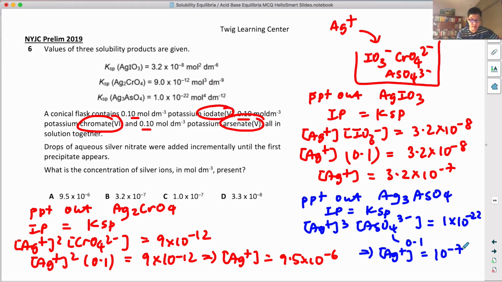So if you look at the three values, this is the amount of Ag plus that you need to put in, the concentration, before you see a PPT. So these are the values. The one where the first PPT will appear is where the silver ion concentration is the smallest. So which one is the smallest? In fact, this is the smallest, this is only 10 to the power minus 7. So which means this answer would be C.